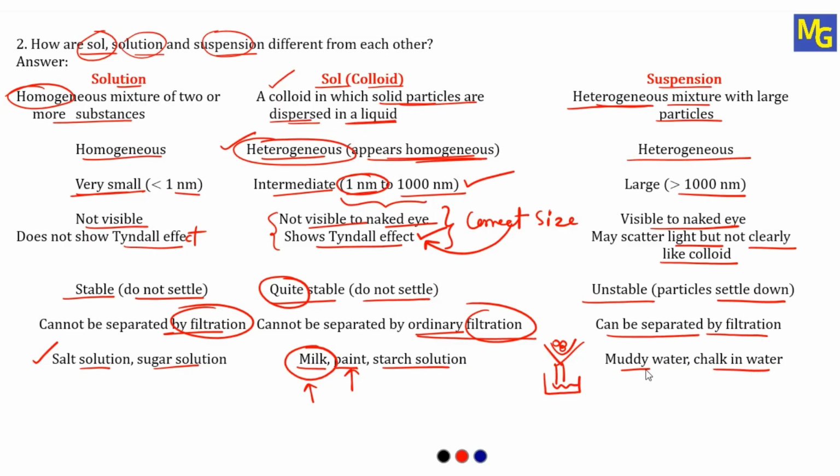If you see muddy water, it will have smaller as well as bigger particles. So that's why this example is for suspension. So these are the differences which I have given between solution, colloid and suspension. So remember, sol is nothing but one type of colloid. So if they use the word colloid or you are using the word sol, remember both are the same. Now we'll move on to the next question.